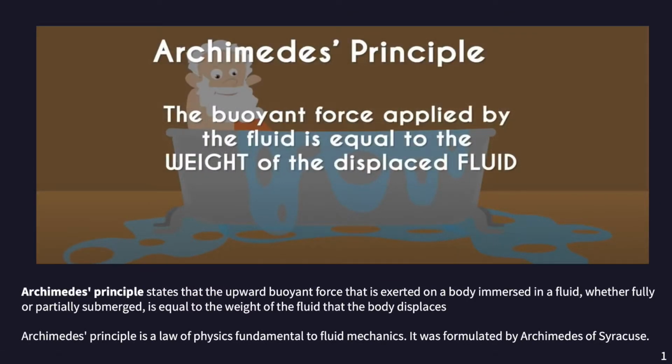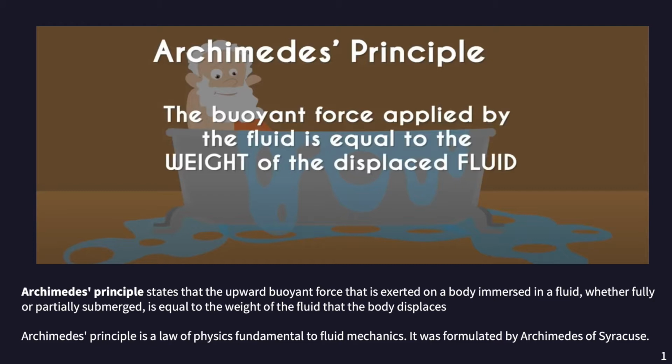Let's start with Archimedes' Principle. Archimedes' principle states that the upward buoyant force that is exerted on a body immersed in a fluid, whether fully or partially submerged, is equal to the weight of the fluid that the body displaces. Archimedes' principle is a law of physics, fundamental to fluid mechanics. It was formulated by Archimedes of Syracuse.